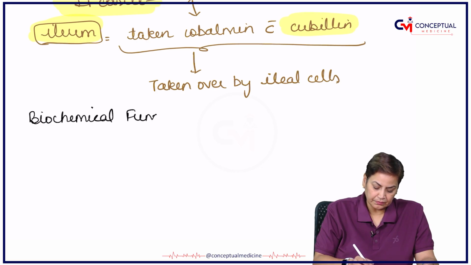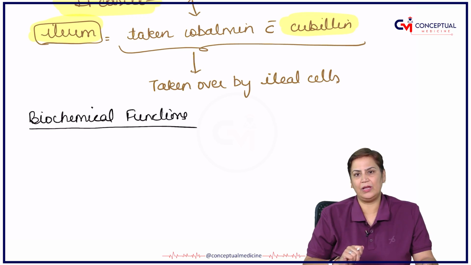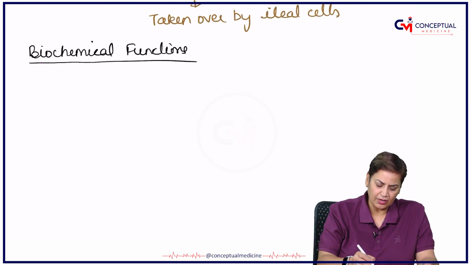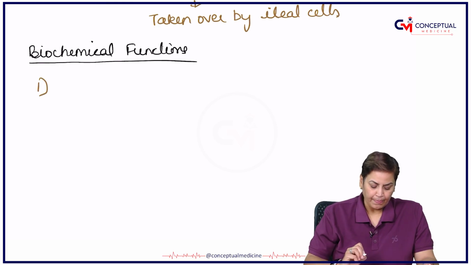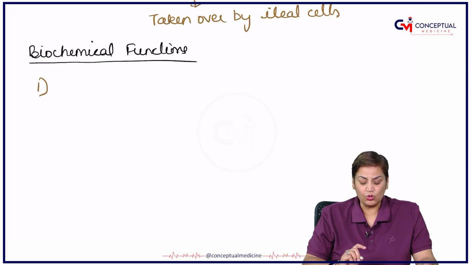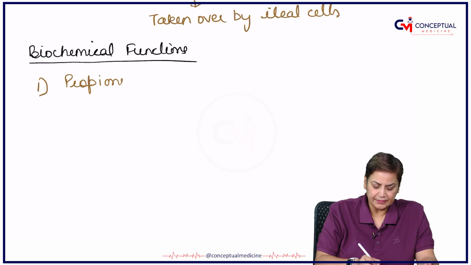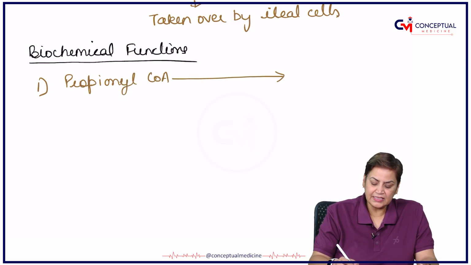Now the most important reaction catalyzed by B12 is, first of all, conversion of propionyl coenzyme A to succinyl coenzyme A. This is a very important reaction. Conversion of propionyl coenzyme A to succinyl coenzyme A.